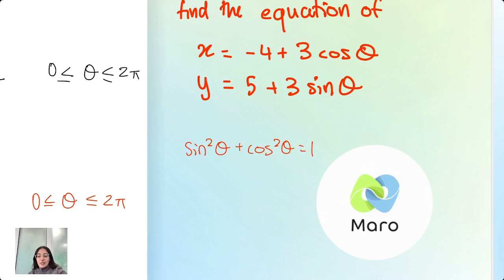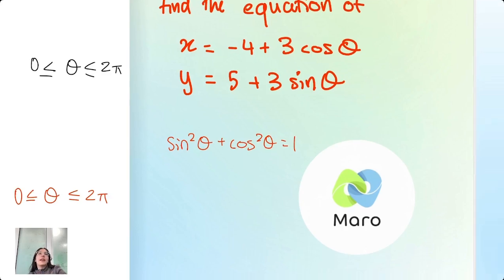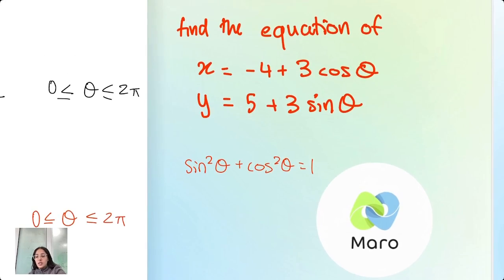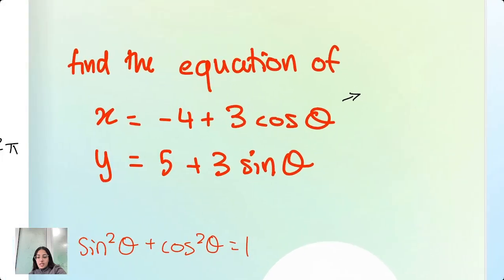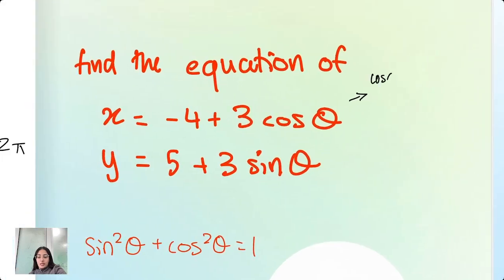Alright, so let's go through this one. As I said, we want to somehow end up with sine squared plus cos squared equals 1. So the easiest thing is to solve this for cos. We get cos theta is just equal to (x plus 4) on 3, and then square both sides. Everyone cool with that? Same thing here. Sine theta is just equal to (y minus 5) on 3, and then square both sides.